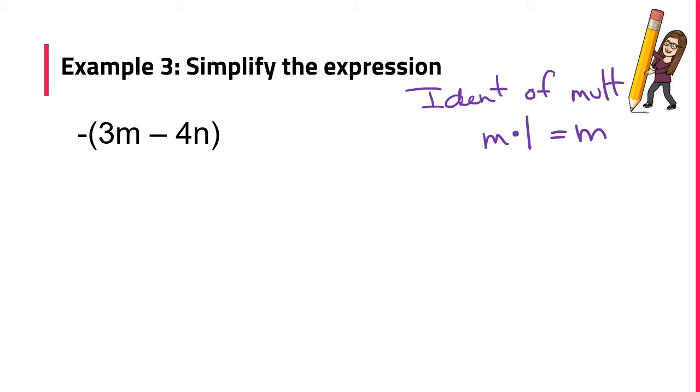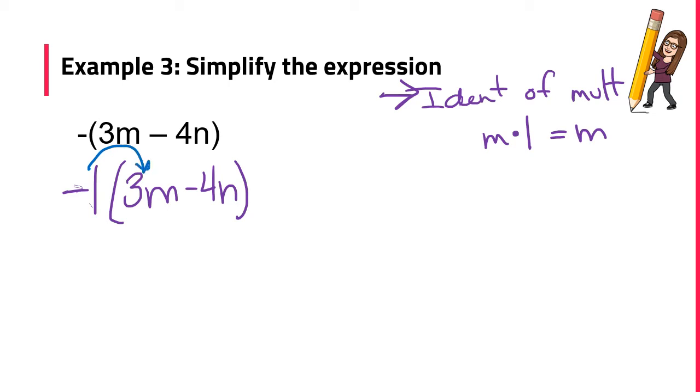So I'm going to put a 1 in front of the parentheses because I feel like I need something to think about as far as a number. All right, so the negative needs a number. I'm going to give it a 1 because I can with the identity property. So let's distribute. A negative 1 times 3m and a negative 1 times negative 4n. I'm going to write it out first and then simplify.